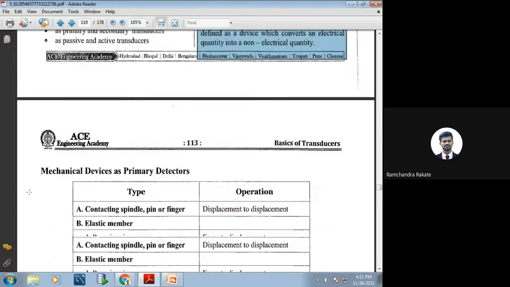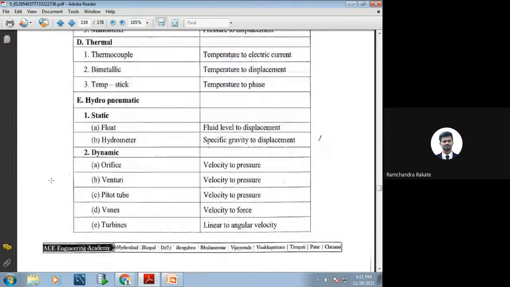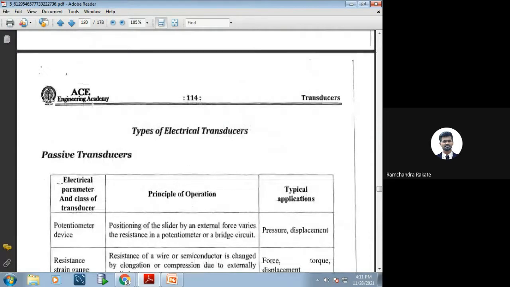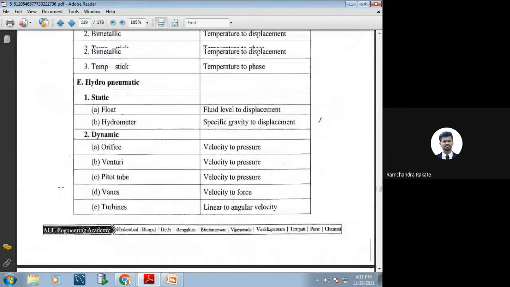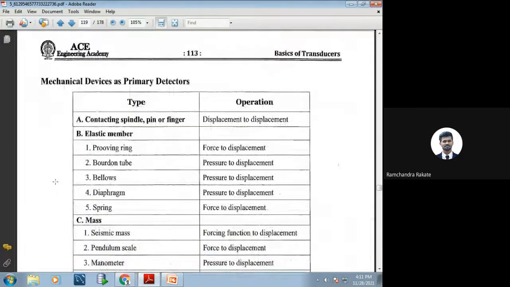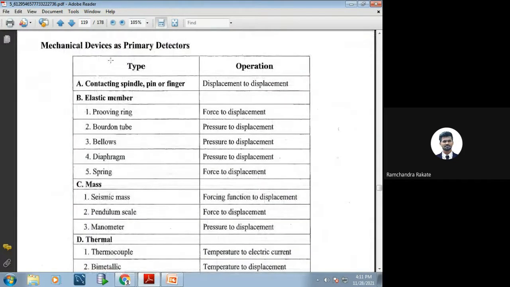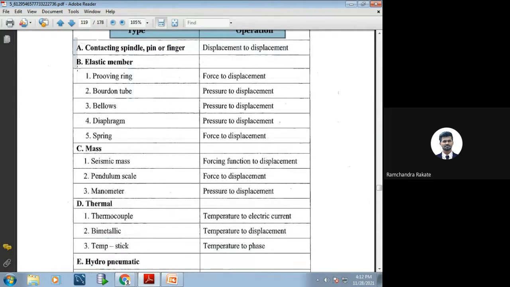Simple. So yes, now these are the types of transducer and these are the types of electrical transducer. We'll discuss them one by one. These are the types of primary transducer in mechanical devices. Just look into it.